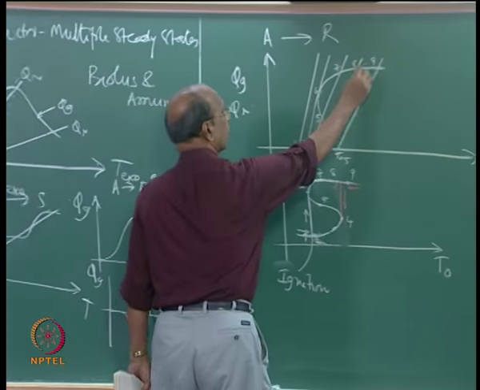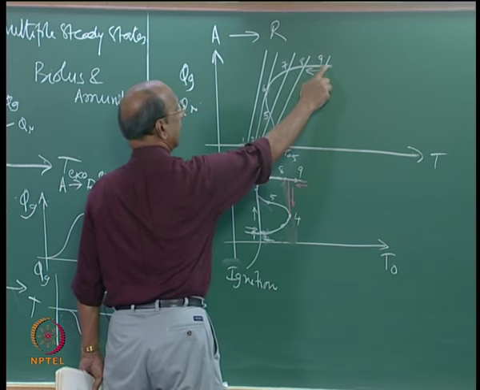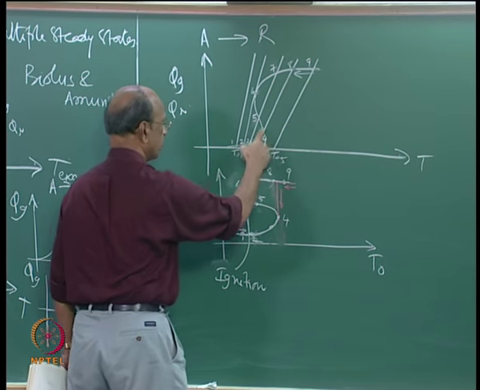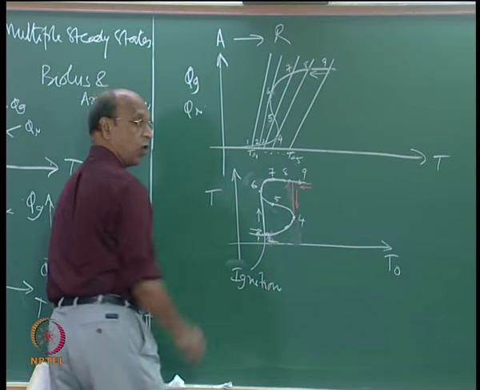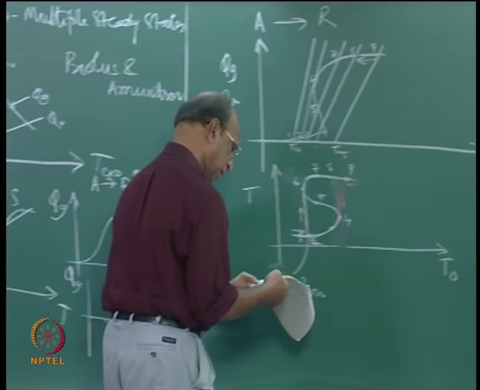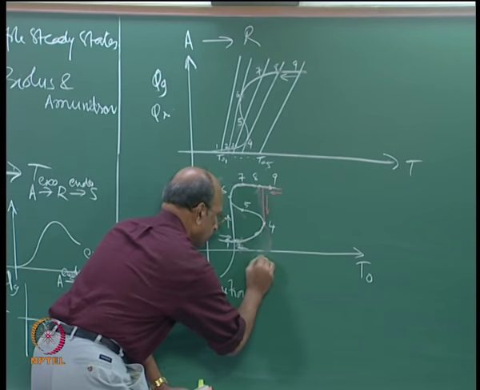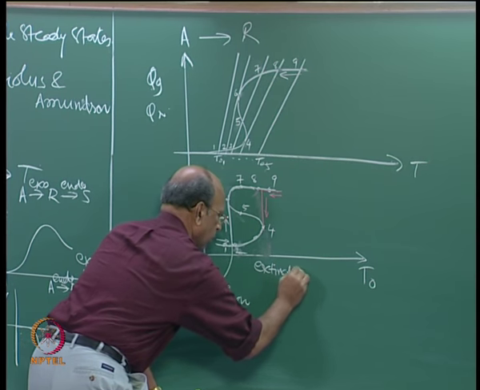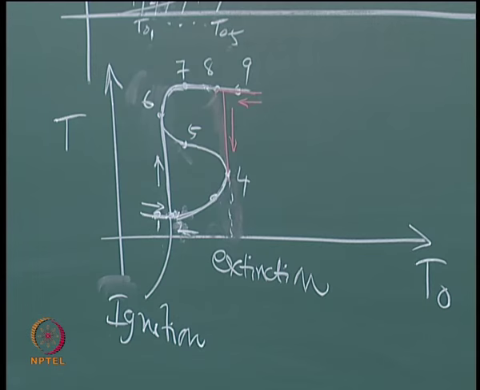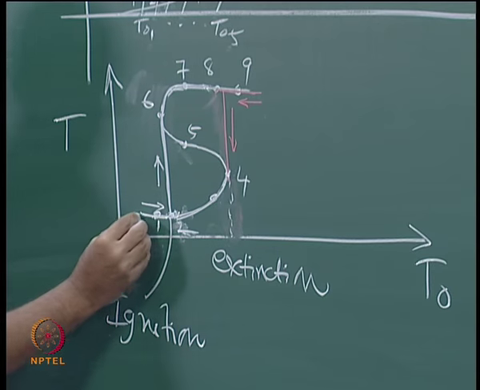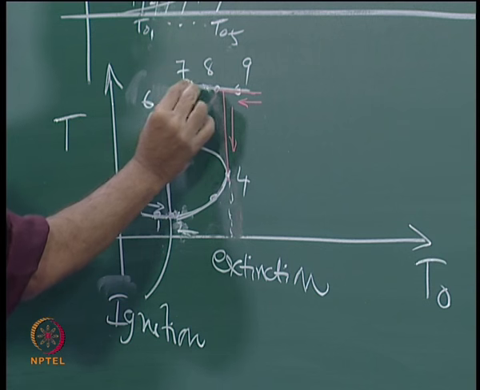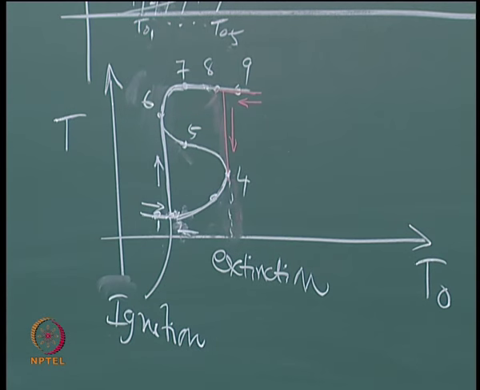See here, you are coming from this side, and then you have 9, anyway a high temperature, then I have 8, and suddenly from here to 4. So the reaction can get extinguished. So this is the extinction point, extinction on this line. That is why normally it is shown as the kind of hysteresis that we have. So it goes like this, and when you are coming like this, correct?